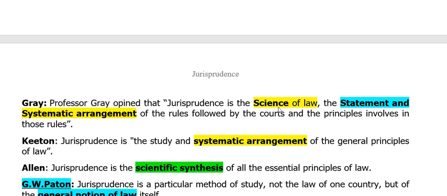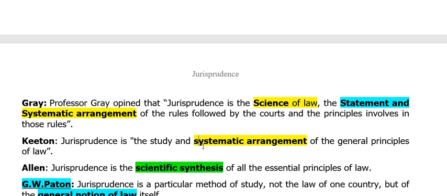In Gray's definition, 3 S's come: science of law, statement and systematic arrangement, whereas in Keeton's definition only 2 S's come: study and systematic arrangement. Here you see that systematic arrangement is used by Keeton also and Gray also. So one can get confused in the examination about which philosopher has given this definition. So the identifying point is that here 3 S's are used and here only 2 S's are used: science, statement and systematic arrangement, whereas in Keeton's definition study and systematic arrangement is there.